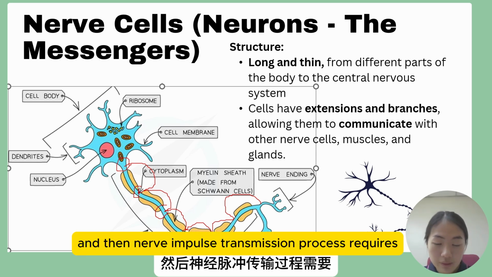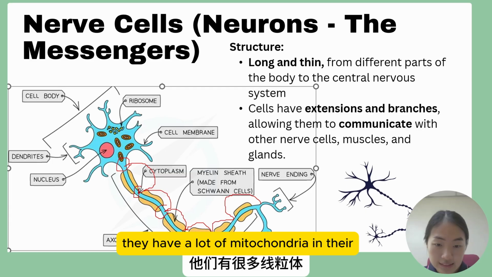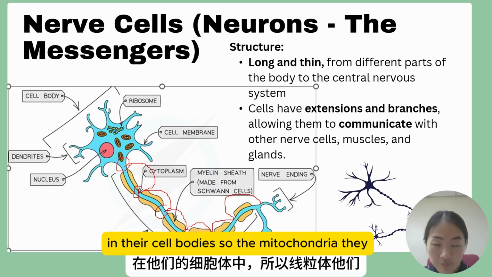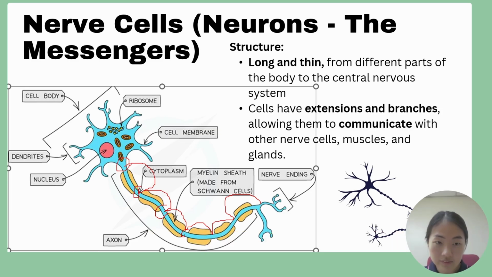Nerve impulse transmission requires an input of energy. So inside this nerve cell, they have a lot of mitochondria in their cell body. The mitochondria will release the energy needed to continue sending the signals.